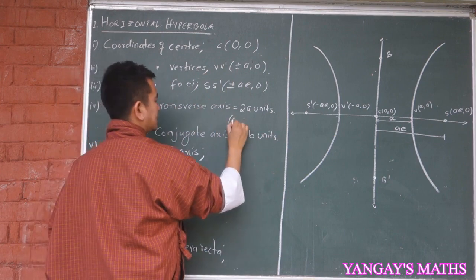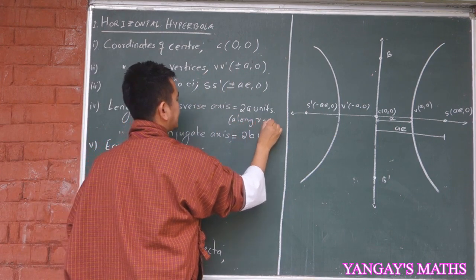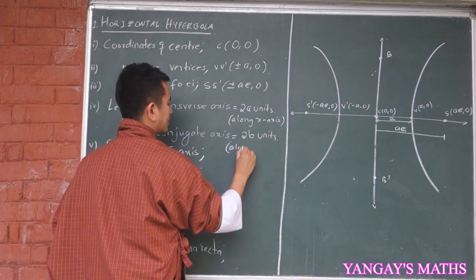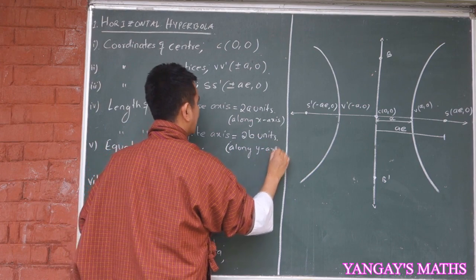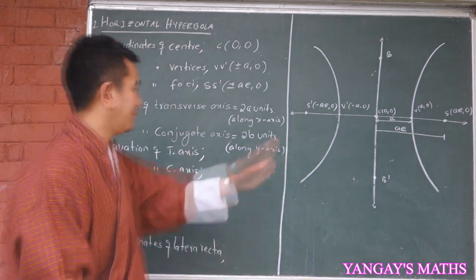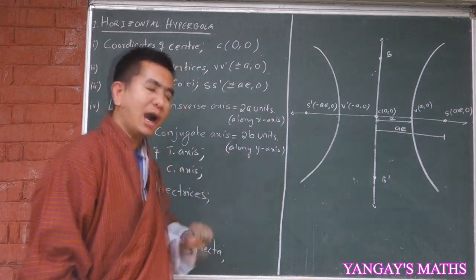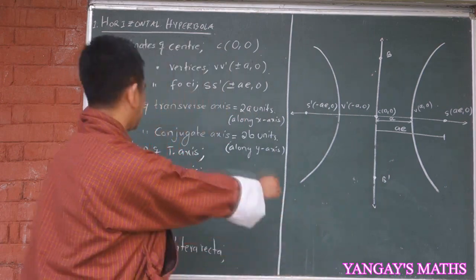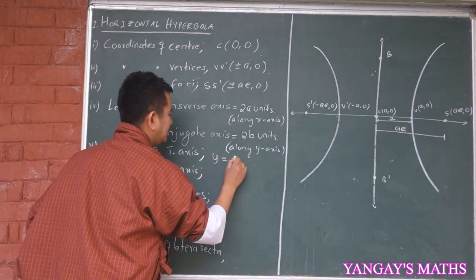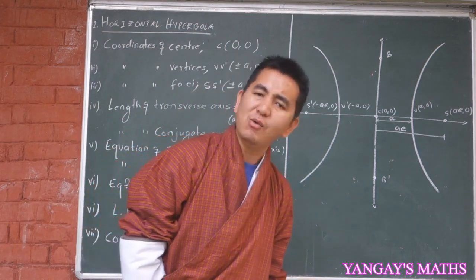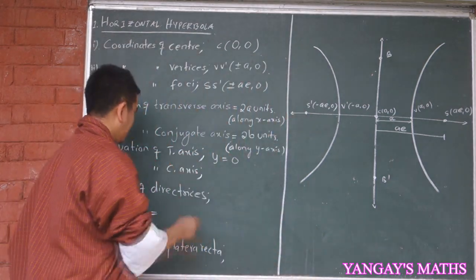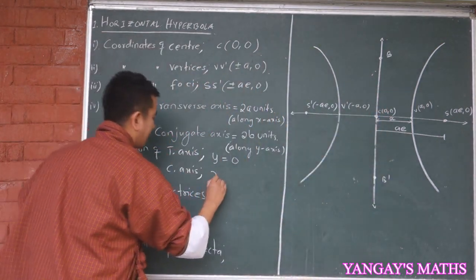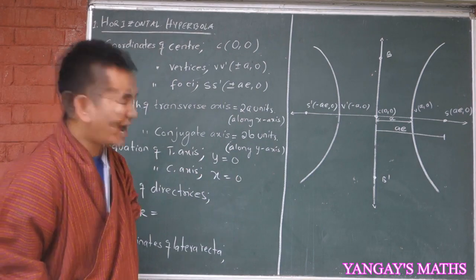The length of the transverse axis is along the x-axis in case of horizontal. The length of the conjugate axis is along the y-axis in case of horizontal hyperbola. Let's go with the equation of the transverse axis. It is along the x-axis, therefore you are going to write y is equal to 0. It does not lie on the y-axis. The concept is similar to that of the ellipse. Equation of the conjugate axis: the conjugate axis right now is on the y-axis, so you will write x is equal to 0. It does not lie on the x-axis.